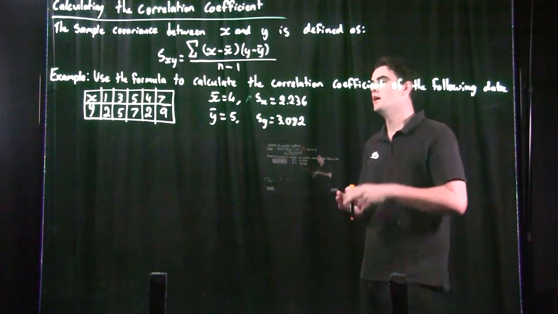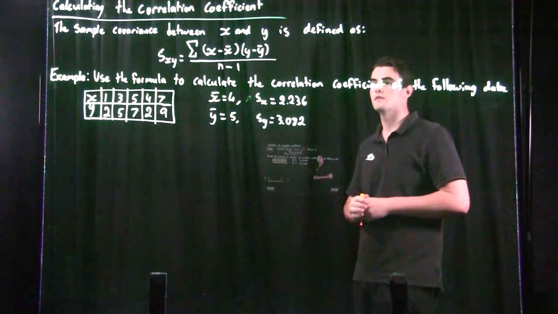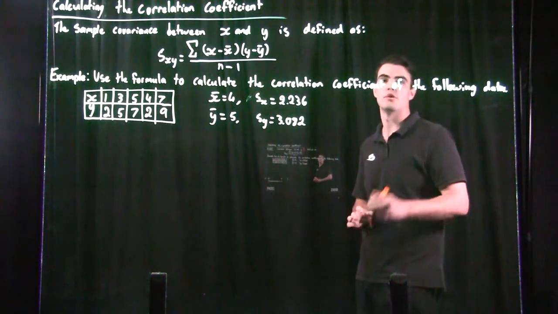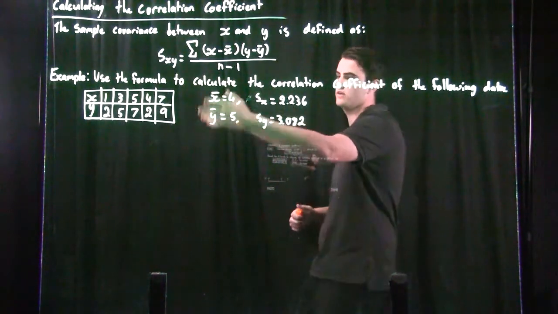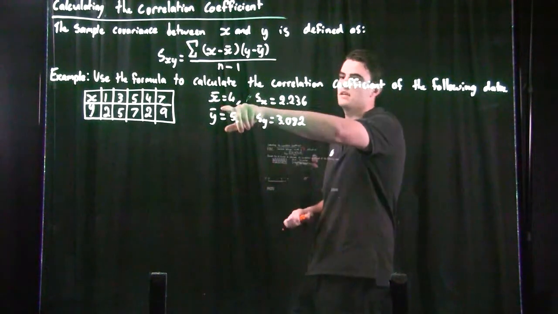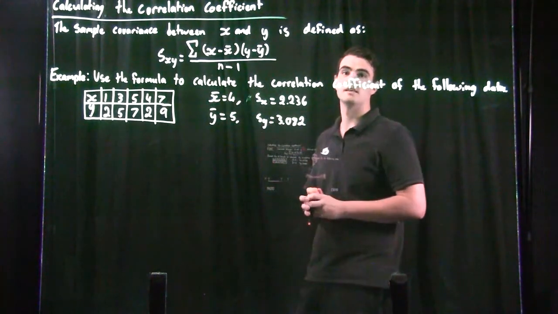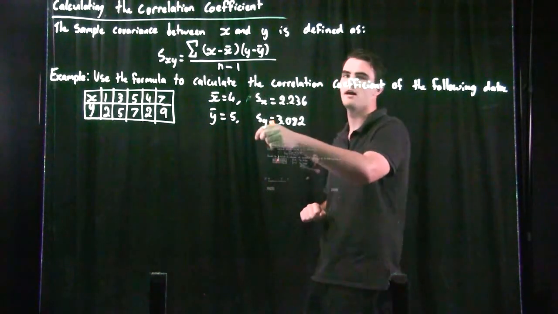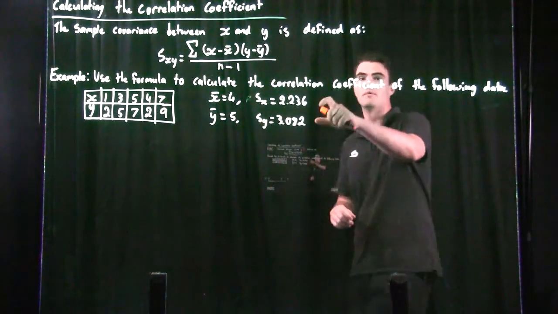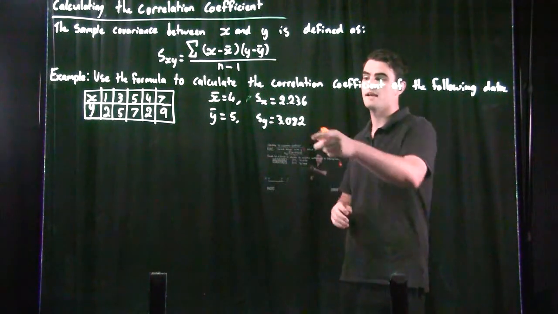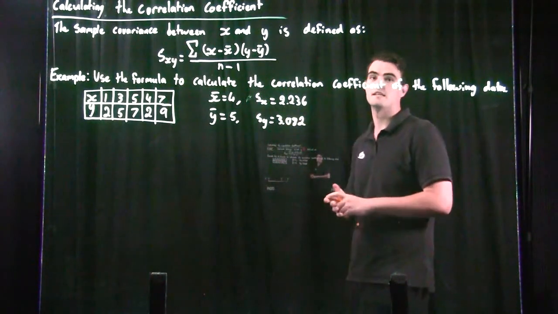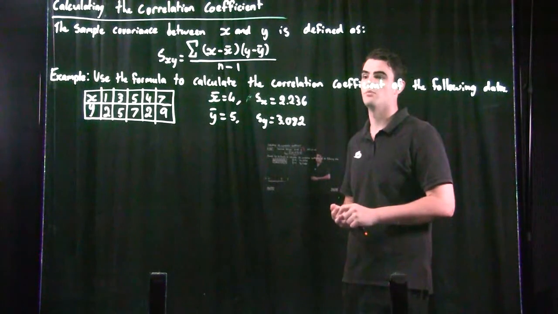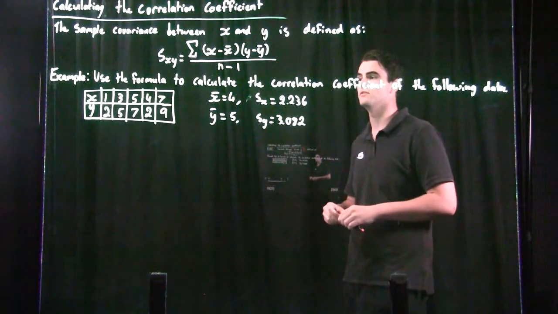example. For this, we've got: use the formula to calculate the correlation coefficient of the following data. So we've got our x values, we've got our y values. As you can see here, this little x with the line, all that's saying is it's the mean. So we've just added all those numbers up, divided by 5. We've got our x mean and our y mean. Remember, our S subscript x and S subscript y is our standard deviation for x and standard deviation for y. Hopefully you'll remember that from the previous video.